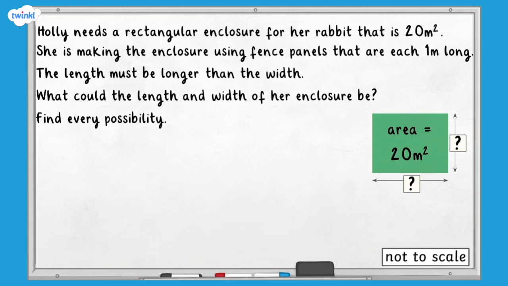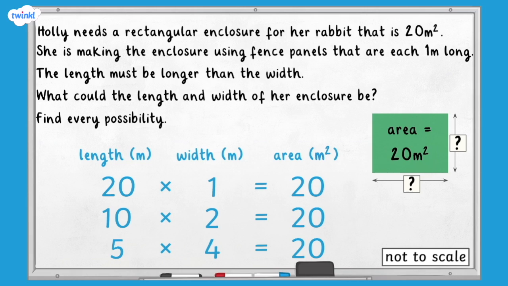To solve this problem, you needed to work out what numbers could be multiplied together to make 20. Remember, these are called the factors of 20. Here are all the possible answers.